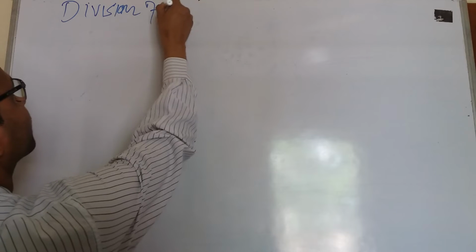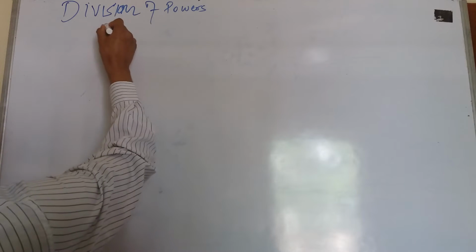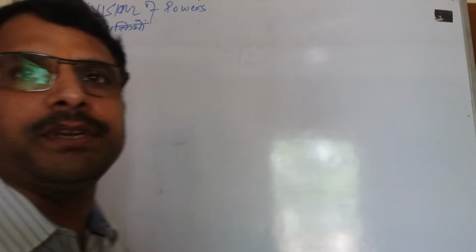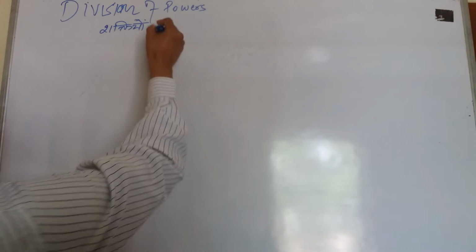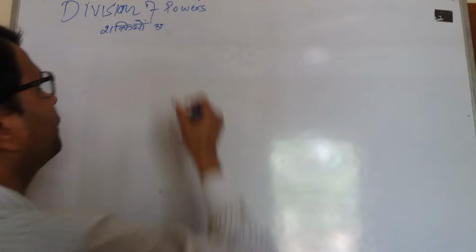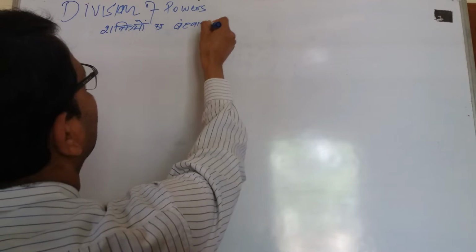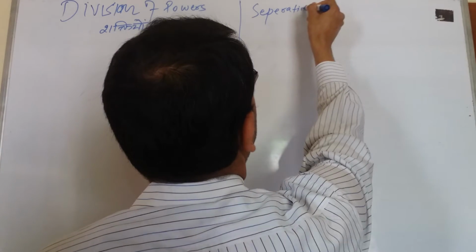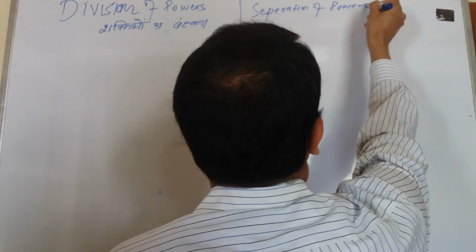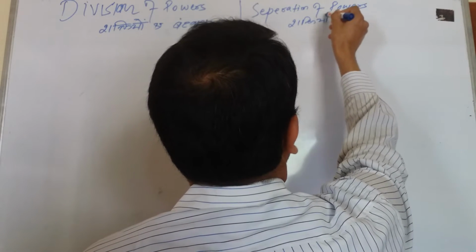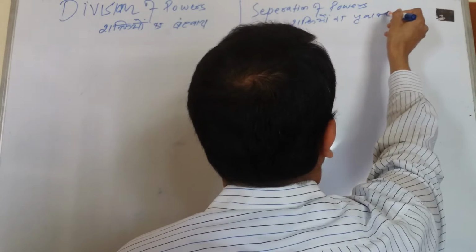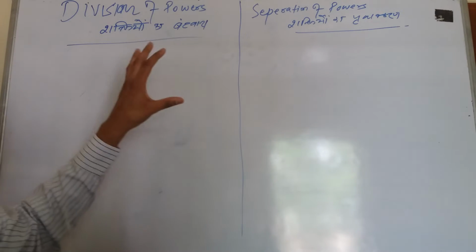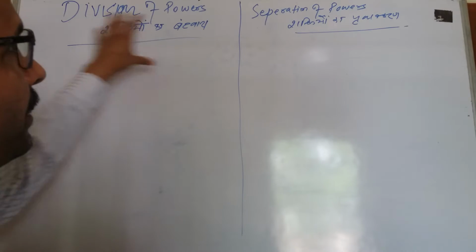division of powers, right? This is called शक्तियों का बंटवारा in Hindi. I am saying it in Hindi also for the benefit of Hindi medium students, though largely I will be following English medium. And the second one is separation of powers. This is called शक्तियों का पृथक्करण. Now, if you look, both deal with power, right? But this is division of power, and this is separation of powers.